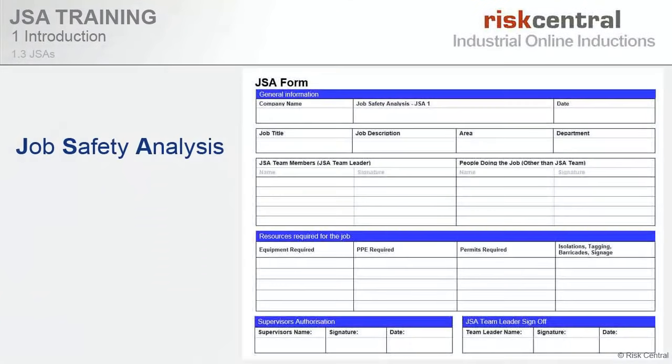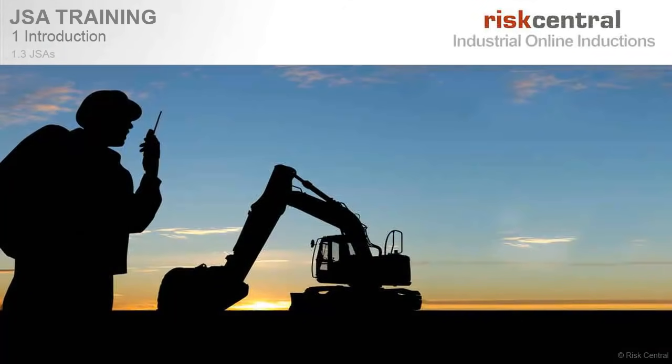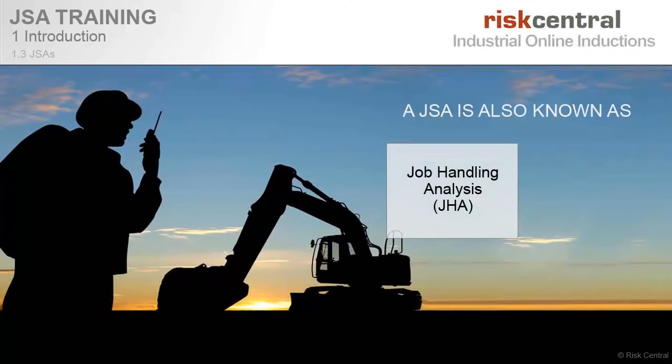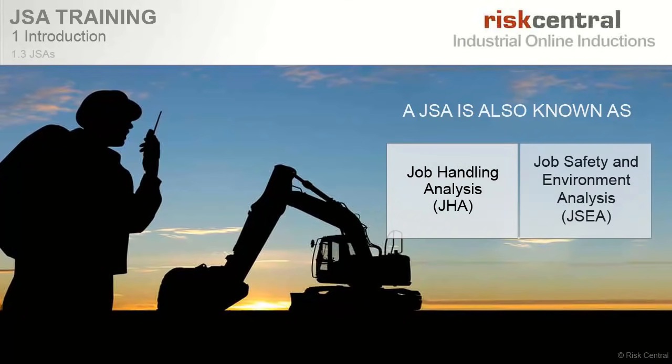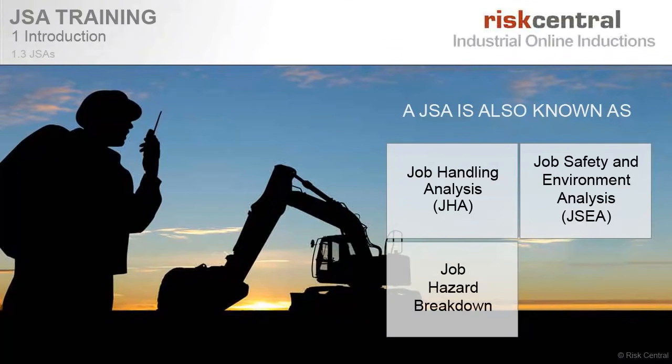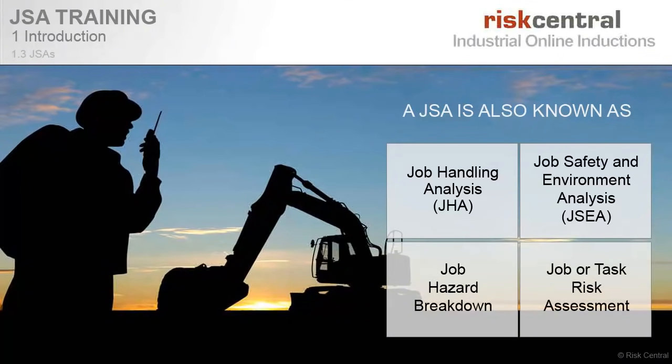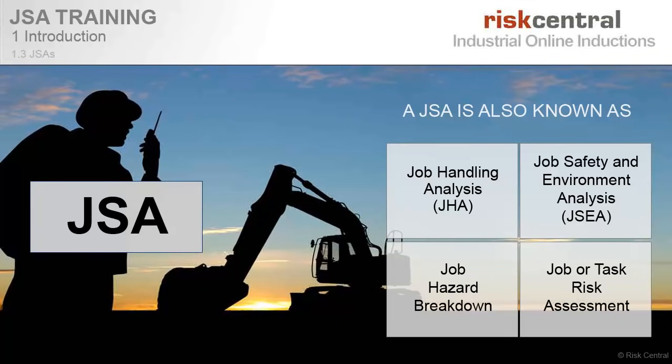A job safety analysis is commonly referred to as a JSA. Depending on where you work, JSAs may also be referred to as the Job Handling Analysis or JHA, Job Safety and Environment Analysis or JSEA, Job Hazard Breakdown, Job or Task Risk Assessments and so on. In this presentation, we're going to use the term JSA.